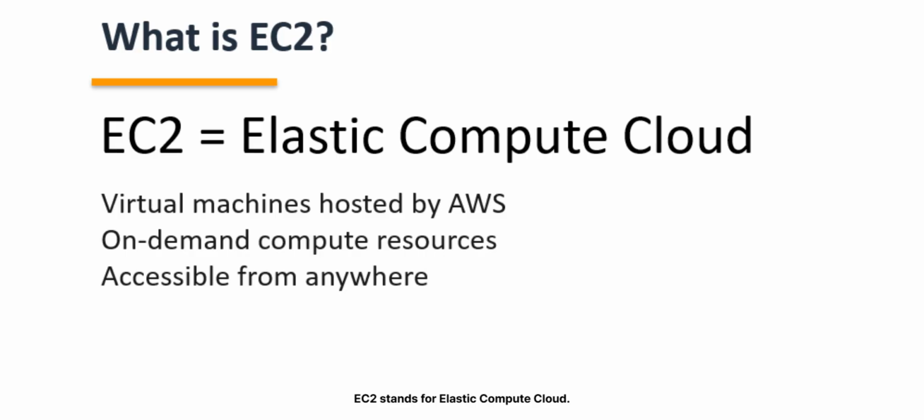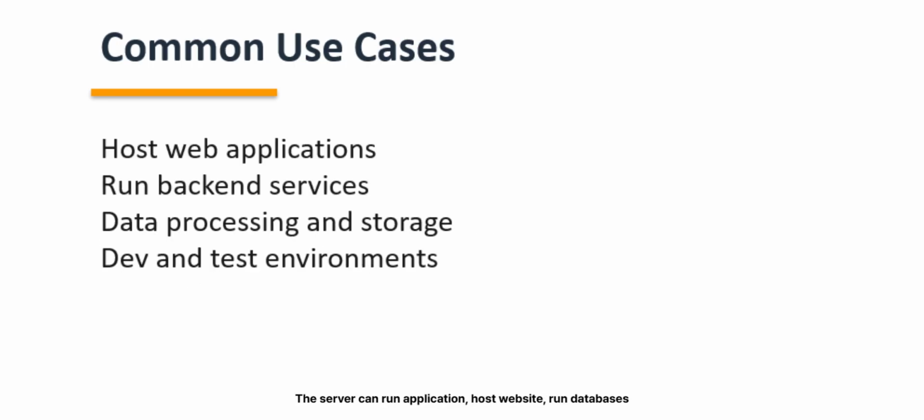EC2 stands for Elastic Compute Cloud. It's basically a virtual server that runs in the cloud. Instead of buying a physical machine, setting it up, maintaining it, AWS allows you to create a server in minutes and pay for what you use. Think of it like renting a computer online. You choose the size, the operating system, and how long you want to use it. The server can run applications, host websites, run databases, or anything you would normally do on a physical machine.